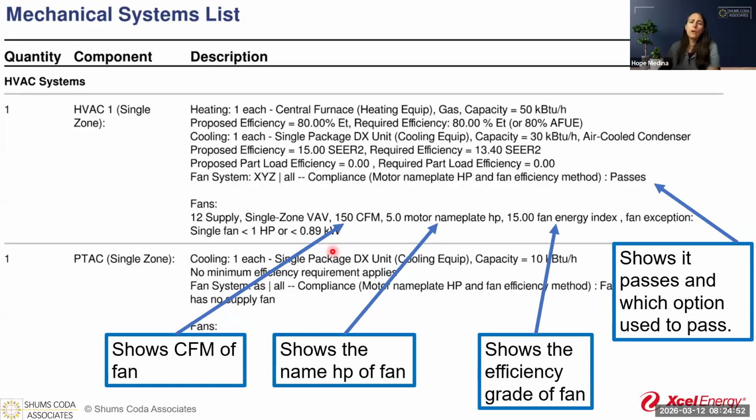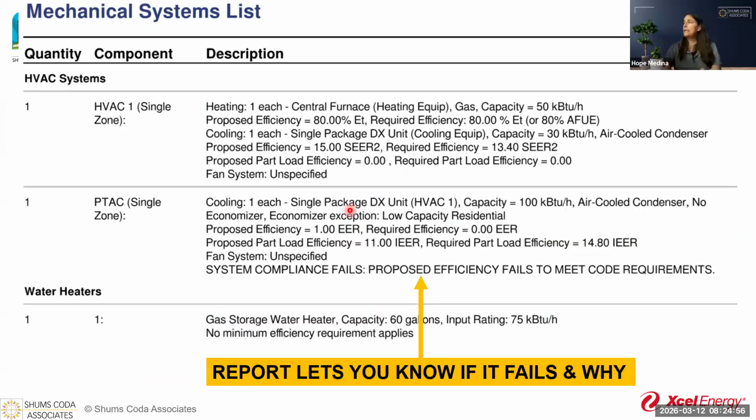Now, what I want to show you here is an example of a fan system that happened to fail. And as you can see, it says system compliance fails. The proposed efficiency fails to meet code requirements. So this is incredibly important. This lets me know that this fan system doesn't work. So it's another clue for me as a plans examiner, me as a designer.